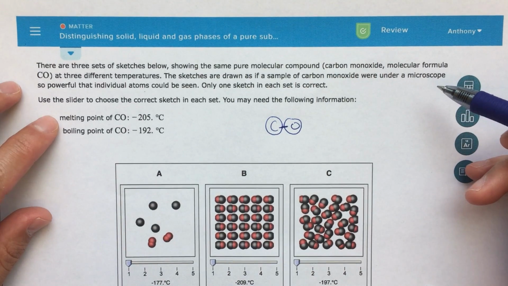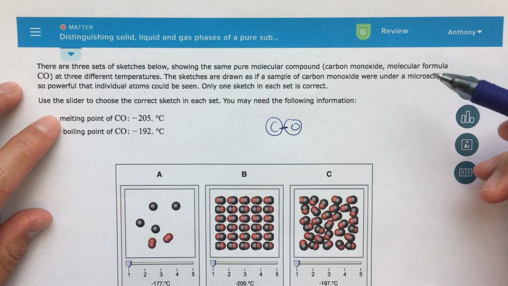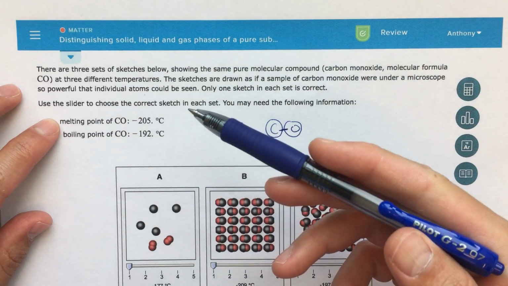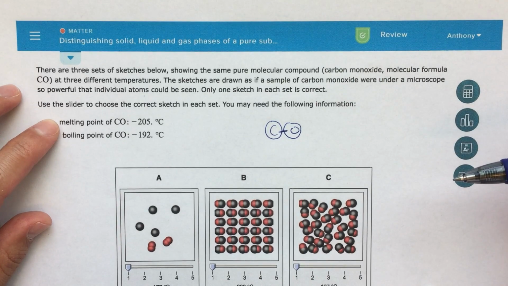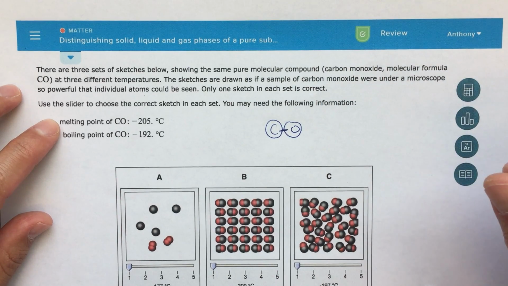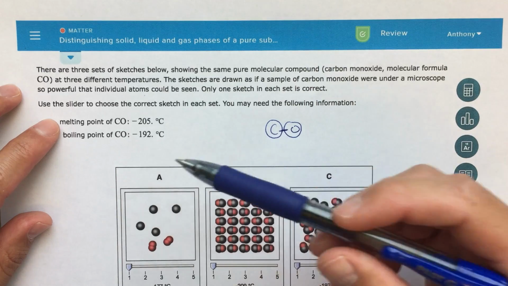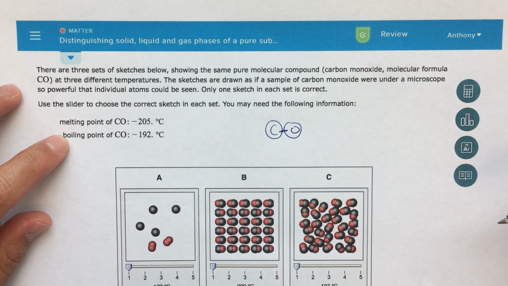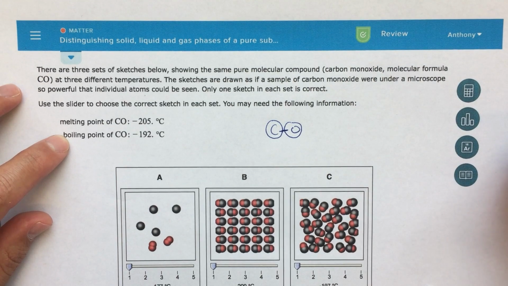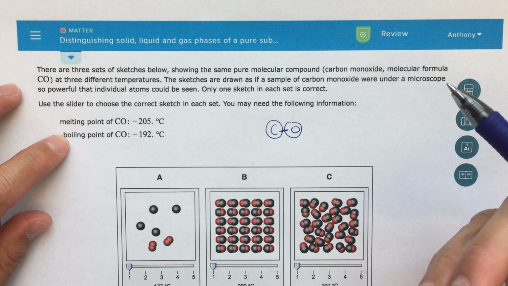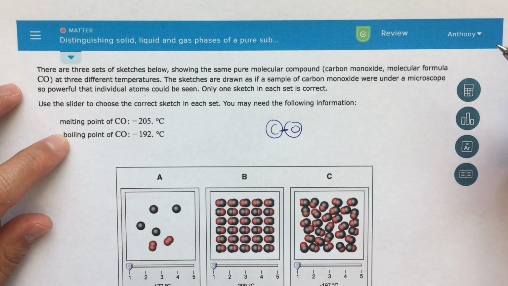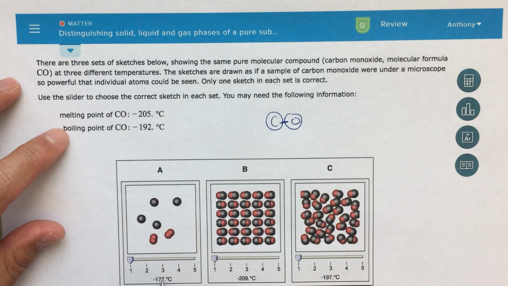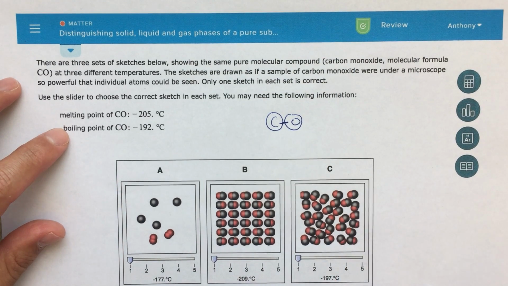We're also given the melting points and the boiling points. The melting point is where it changes from solid to liquid, right? So below that temperature, below minus 205 degrees Celsius, we're going to have solid CO. In between these two temperatures, we're going to have liquid CO, and then above this temperature of minus 192 degrees Celsius, which is a really low temperature, we're going to have gaseous CO. Down here, it says what temperatures we're looking at for each of these scenarios.